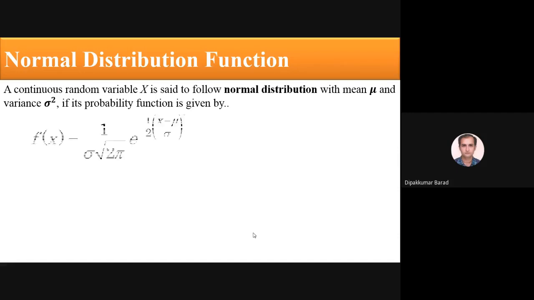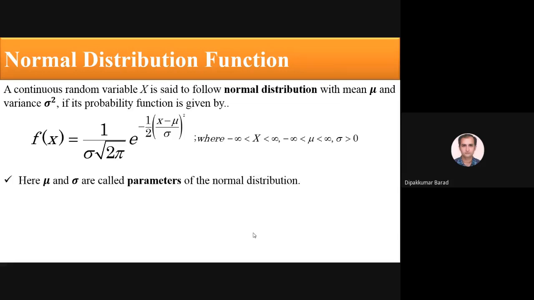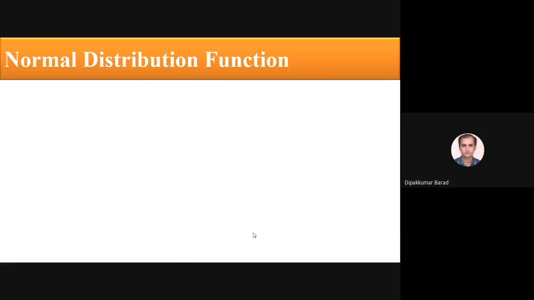And here we have defined the normal distribution as f of x equal to 1 upon sigma root 2 pi e raised to minus 1 by 2 times (x minus mu upon sigma) squared, where x is between minus infinity and infinity, mu is between minus infinity and infinity, and sigma is greater than 0. So mu and sigma, which are our mean and standard deviation, we call the parameters of a normal distribution, and the curve we call a normal curve.